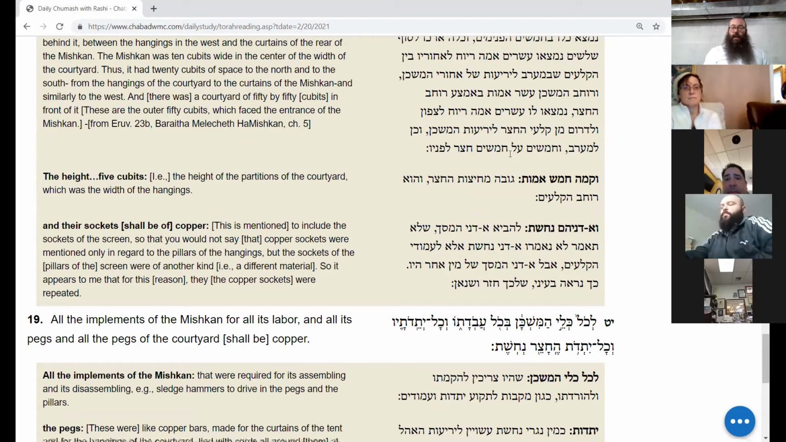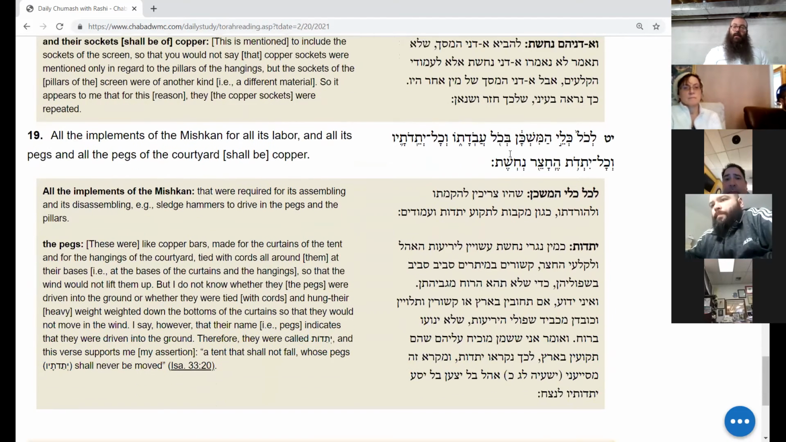Okay, good. Yeah, verse 19. L'chol kli hamishkan, all the vessels of the tabernacle. L'chol avodasam, in all the work, you needed tools in order to build the tabernacle. Rashi tells us to put it together, they need some kind of hammers, mallets and hammers. They all had to be made out of copper.